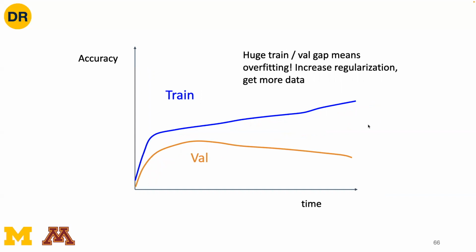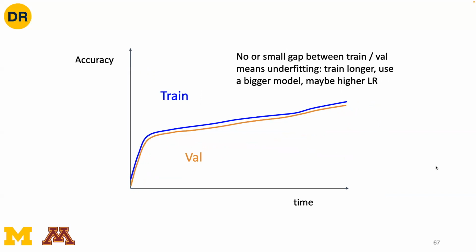If you see a plot like this, where your training accuracy is now diverging from your validation accuracy, then this is overfitting. So you'll want to either add more regularization, more augmentation, increase the size of your data set, all those things we talked about to avoid overfitting.